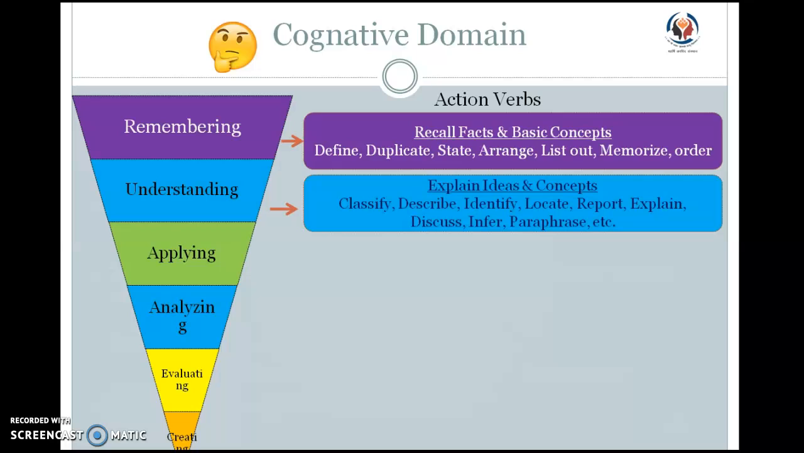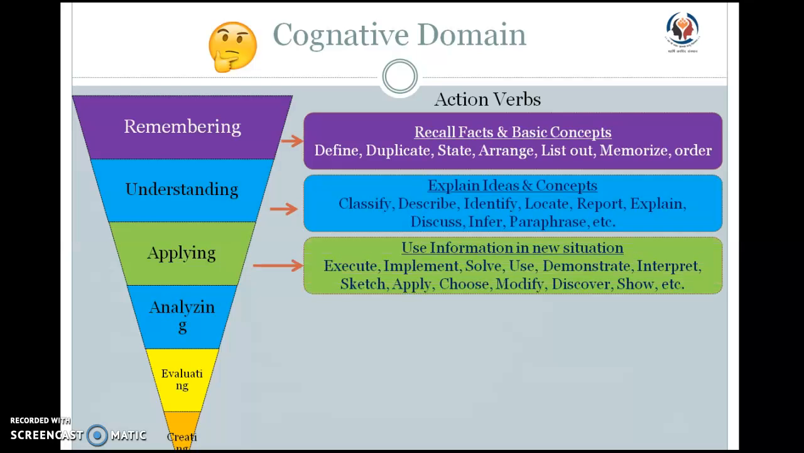The third subdomain is applying, that is, use of information in a new situation, where the teacher asks to execute, implement, solve, demonstrate, sketch, apply, modify, discover and show. An example of the apply domain is to use lemon where vitamin C is required.